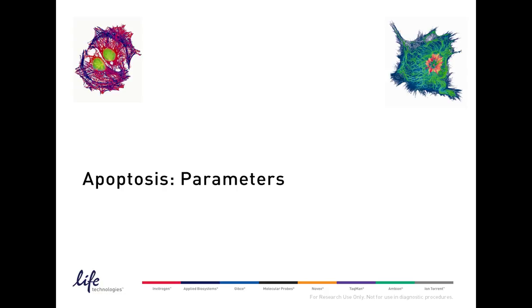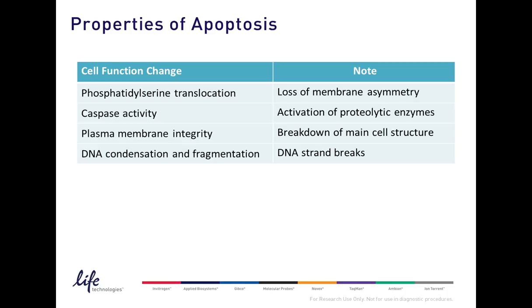So to touch very briefly on the parameters and the properties. Well, the cellular functional changes that we see, one of them is the phosphatidylserine translocation. And this is what underlies the loss of membrane asymmetry. The functional change can also be the activation of caspases, we talked about a little bit earlier.